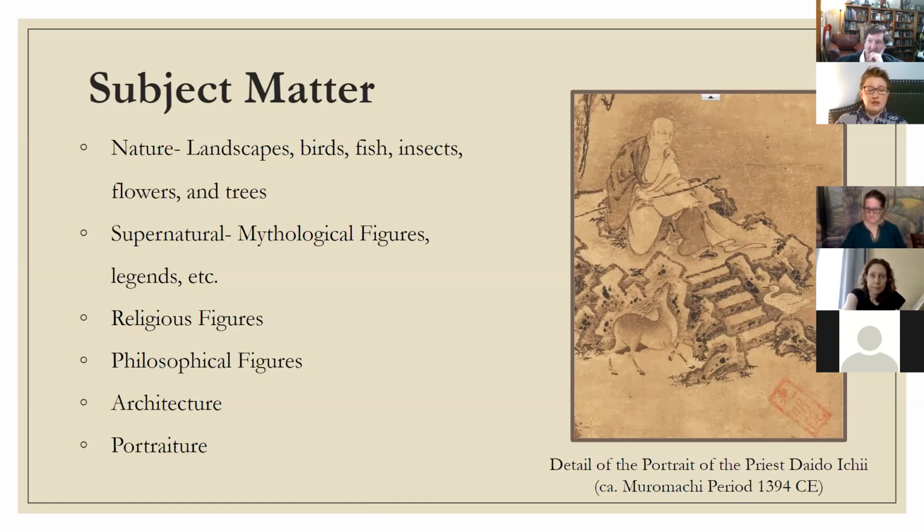And then a lot of architectural painting, and there are a lot of portraits painted, especially in the later period. And I love this portrait on the right here, the detail of the portrait of Saito Ichi. So he has a mix of a really realistic painting style, but also the really loose sumi-e style that was really starting to become prevalent in the later period. So it's really a nice mixture of both.